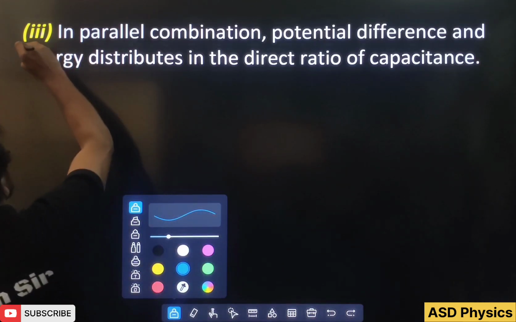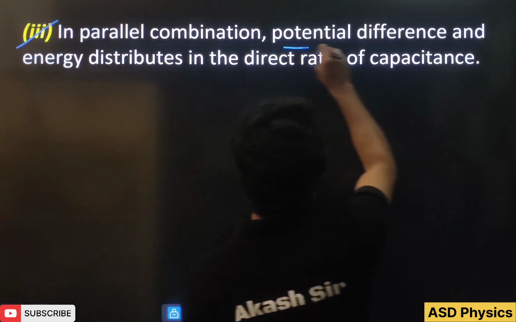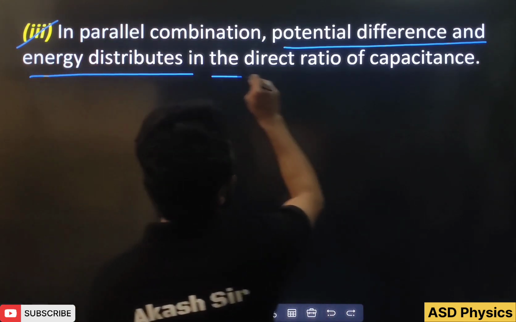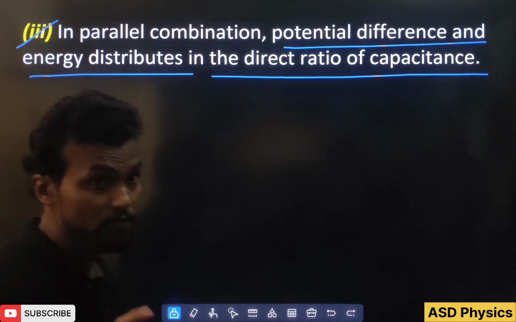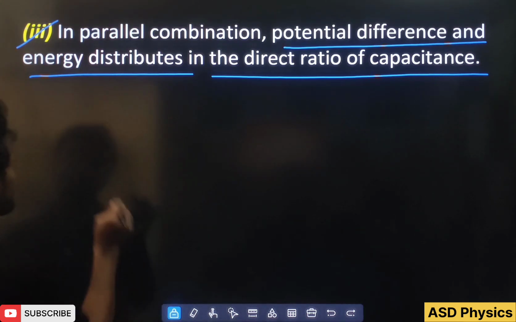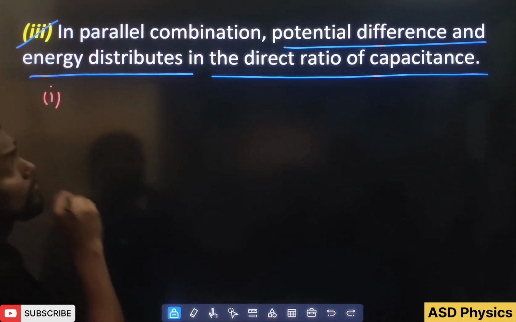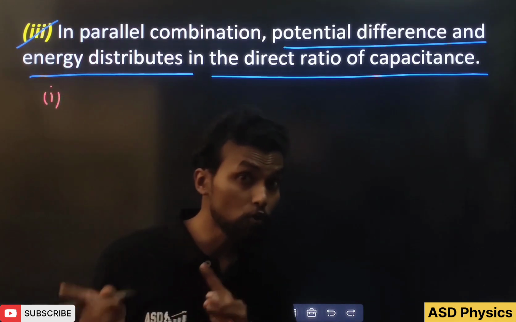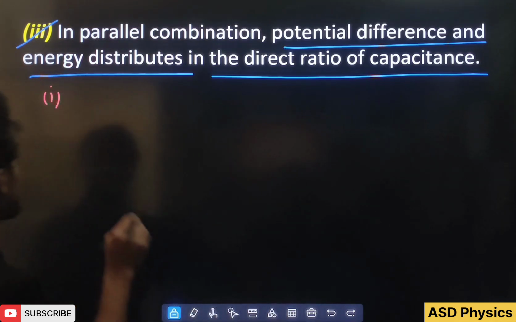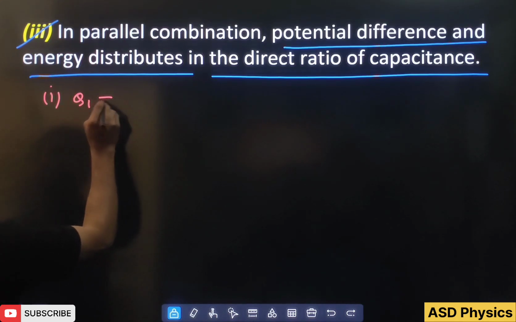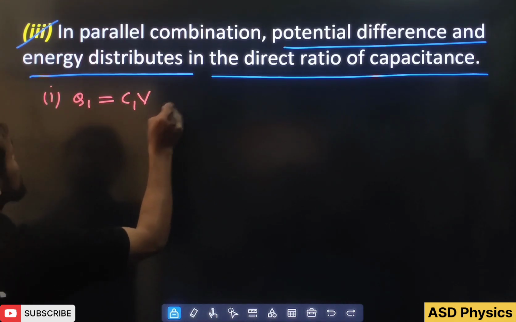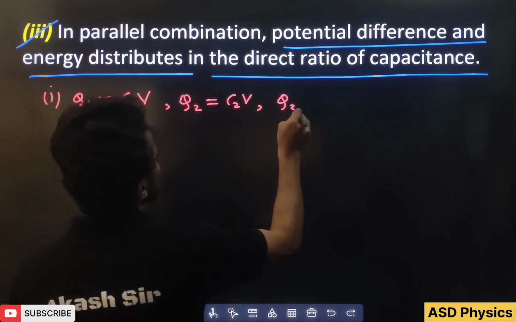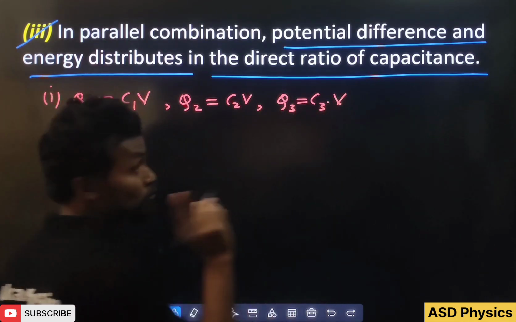Next, in parallel combination, potential difference and energy distribute in the direct ratio of capacitance. First one, we are going to see one by one. Potential difference. You know very well, Q equal to CV, but potential is constant. So Q1 is C1V, Q2 is C2V, and Q3 is C3V, because potential difference is same.